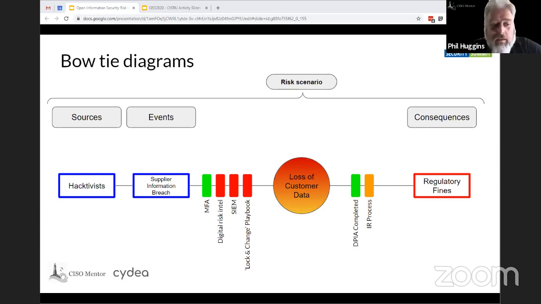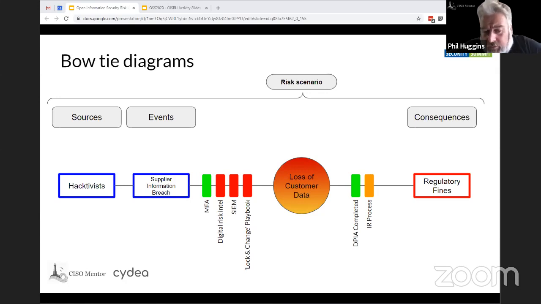Phil, go on. Yep. So I just thought I'd say bow tie diagrams are a very common what's called barrier diagram. So, you know, what sits between a threat and a harm. They're used in safety all over the place. They get a lot more complicated, so you can end up having events and risks that fall off of barriers, so off of the controls, to say what happens and how could they fail.